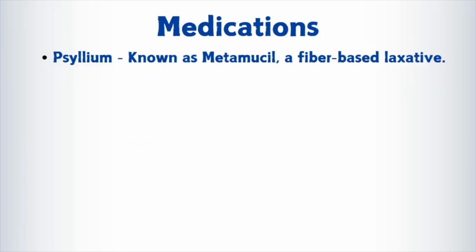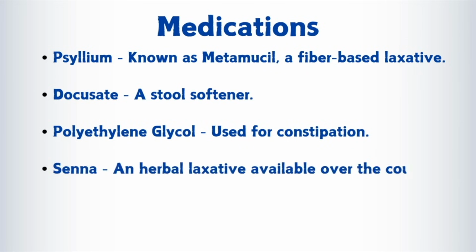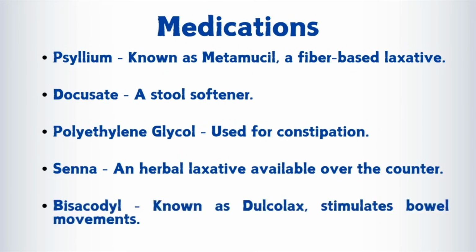Psyllium, also known as Metamucil, is a fiber-based laxative. Next up, we have Docusate, which is a stool softener. Polyethylene glycol is used for constipation. There is also Senna, a herbal laxative available over the counter. Bisacodyl, also known as Dulcolax, stimulates bowel movements.